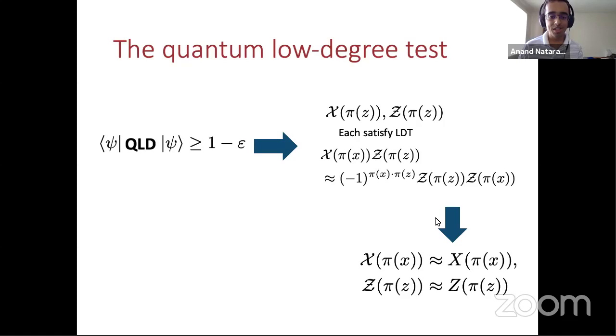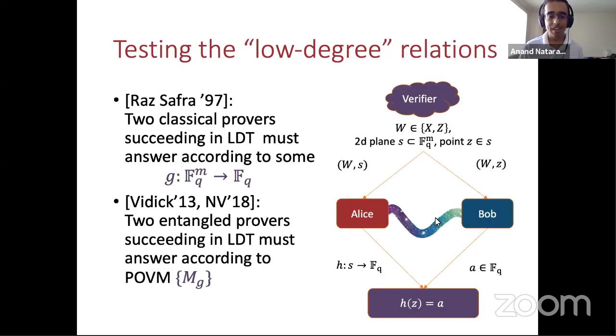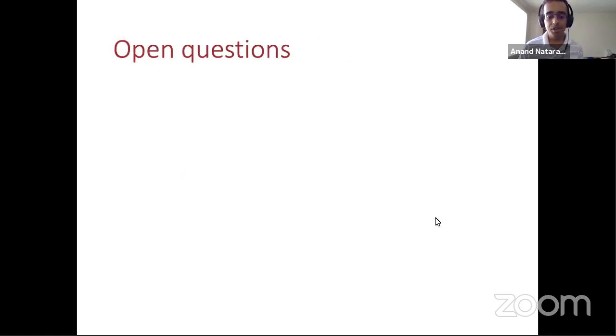If people want to stick around, I'm happy to explain a little bit more how this test works. But essentially, you use the properties of the classical low degree code to deduce many relations that you would have to check individually in the Pauli braiding test.